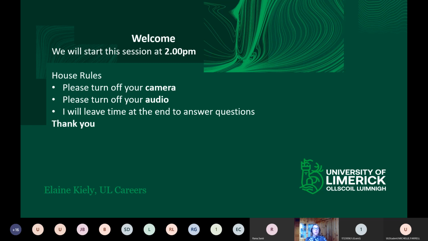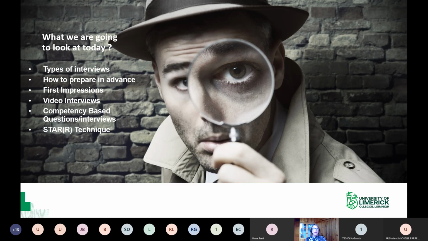But in terms of what we are going to cover in the next 30 minutes or so, it is going to be looking at types of interviews. So I'll give you a brief overview of different possible types of interviews that you may encounter, how to prepare in advance regardless of what type of interview you would be attending, and the importance of first impressions, and the impression, I suppose, that you create either in person or online when attending for interview.